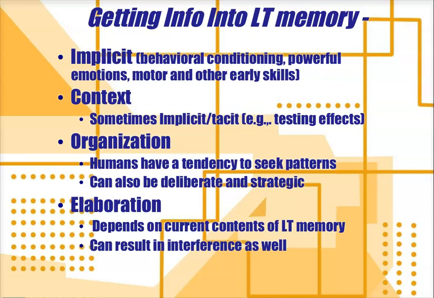Most behavioral conditioning is implicit. Powerful emotions cause implicit knowledge to go into our memories. Motor skills and other early skills like talking, it's all implicit. Now, here's a really good difference between implicit and explicit and how one can become the other. Because if you teach people, you have to take implicit knowledge and make it explicit.